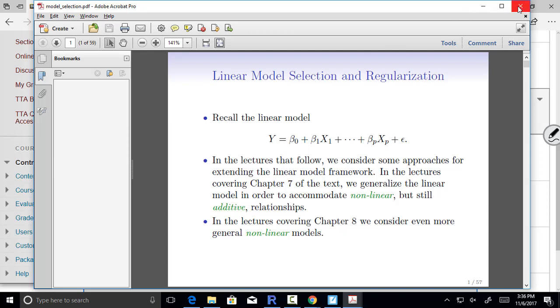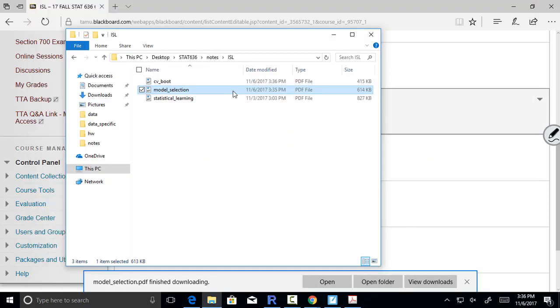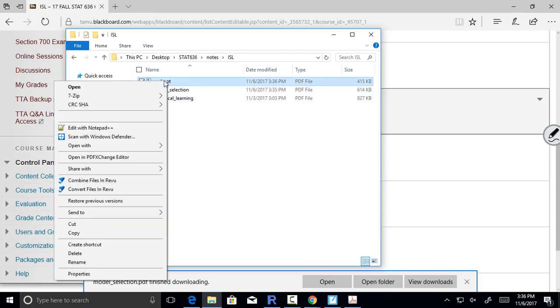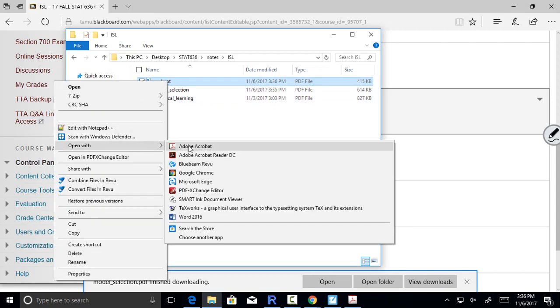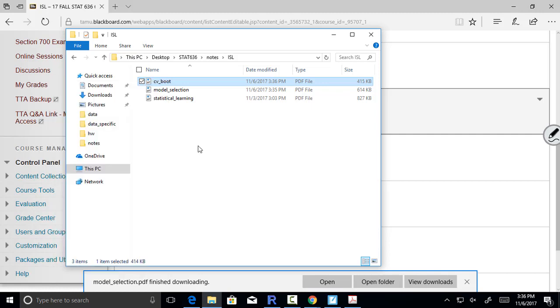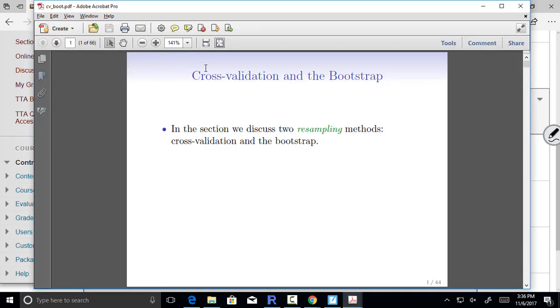So let's not do this chapter right now. Let's go ahead and go to the resampling chapter. When you download it, it's actually called CV Boot, as in cross-validation and Bootstrap. So let's go here. We're not going to look at Bootstrap too much in the context of predictive modeling. It is applicable. Bootstrap is just, remember, a general technique for approximating sampling distributions.